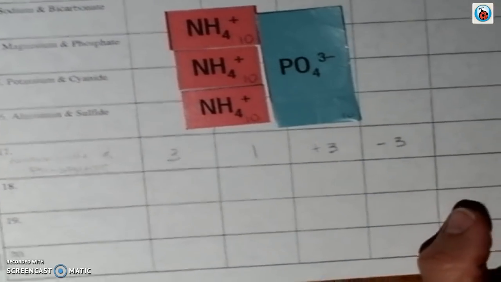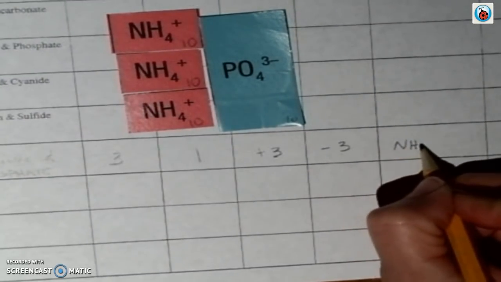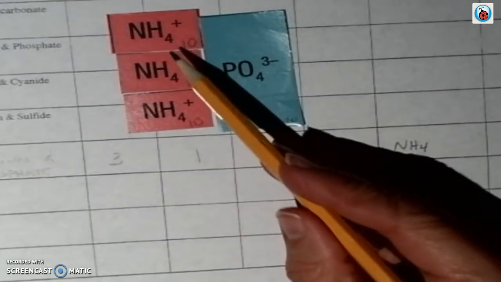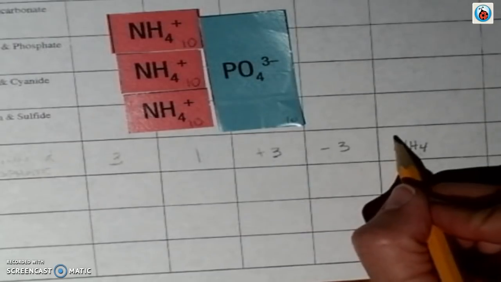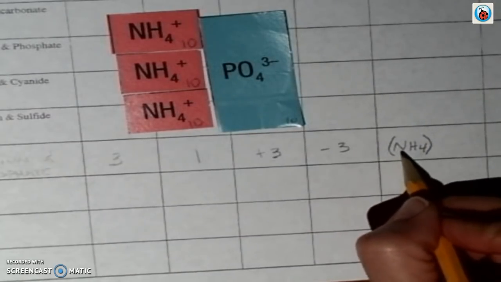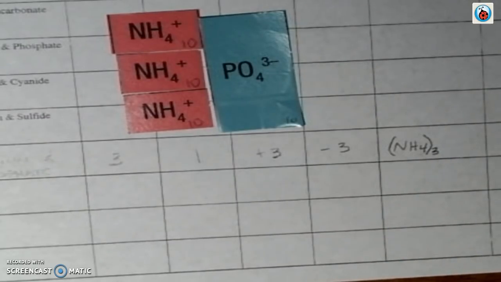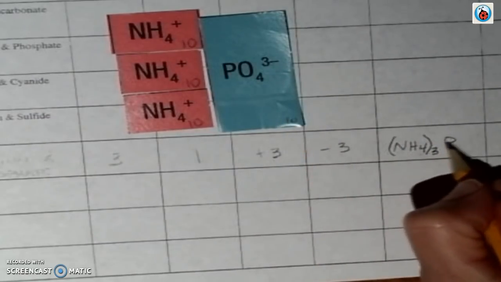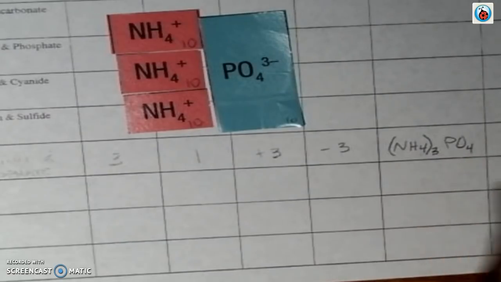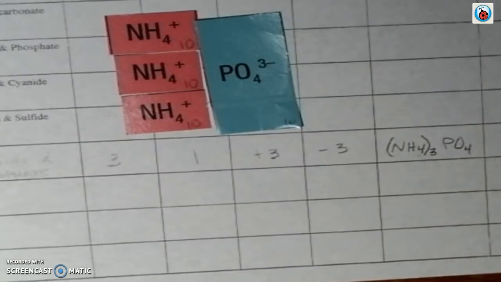All right, now I'm going to write my formula. Cations first. So I write NH4. And now notice I have 3 of them. So I have to say that there's 3 of these. So what I do is I put parentheses around the nitrogen and the 4 hydrogens, and I put a 3 on the outside. And then behind that I finish with the anion, which is PO4. The 4 is part of the formula. Again, the charge you don't include, and that's your formula. And this is the formula for ammonium phosphate.